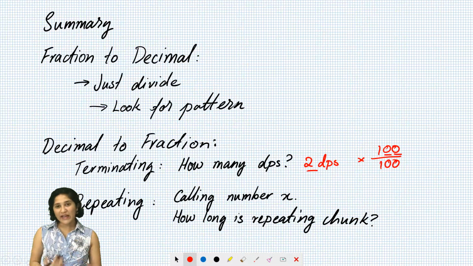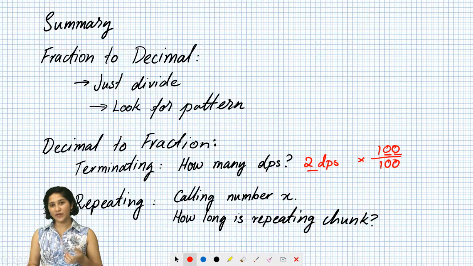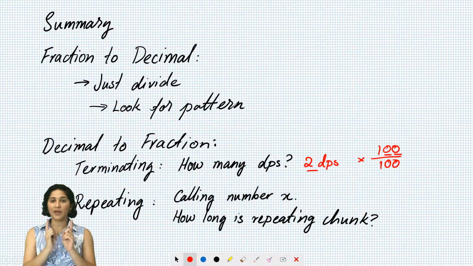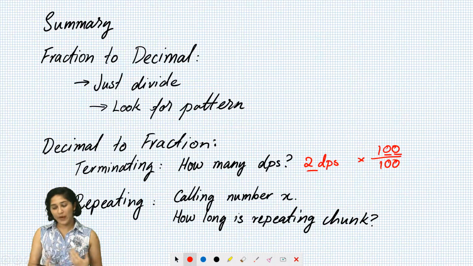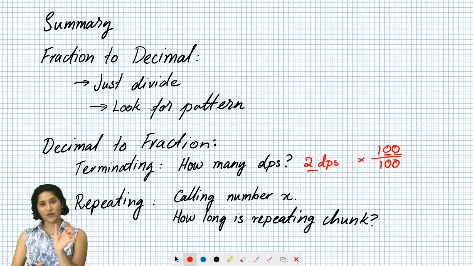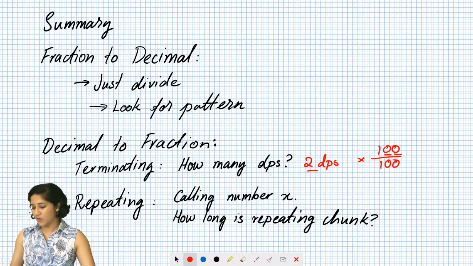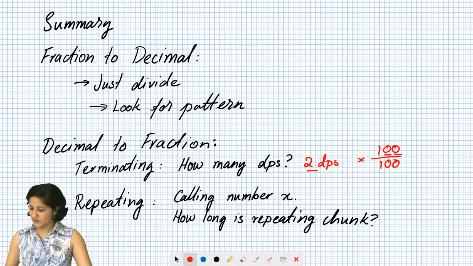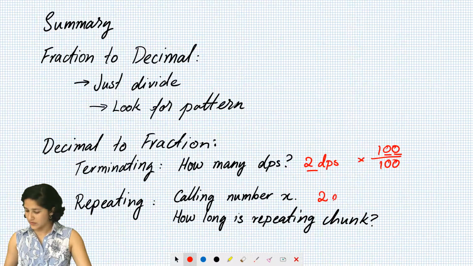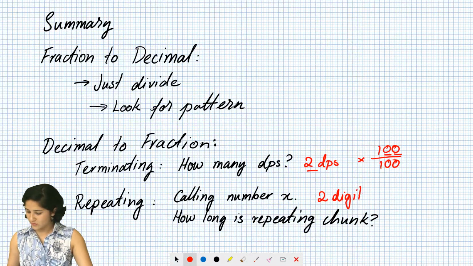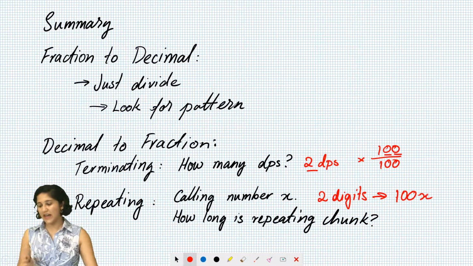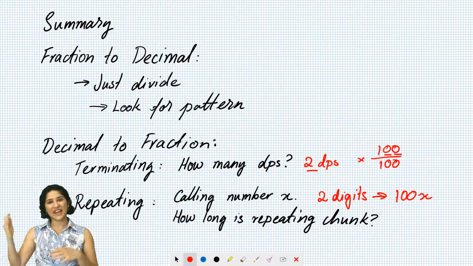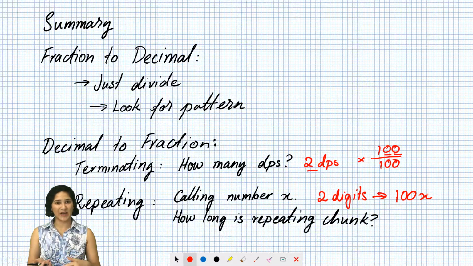And for a repeating decimal, you do the same kind of thing, but you look at how many digits you have in your repeating chunk. And so you start by calling it x, and then if you've got 2 numbers in your repeating chunk, then you multiply by 100. So if it's 2 digits, then you go to 100x, and that way when you subtract the x, the repeating parts cancel out.